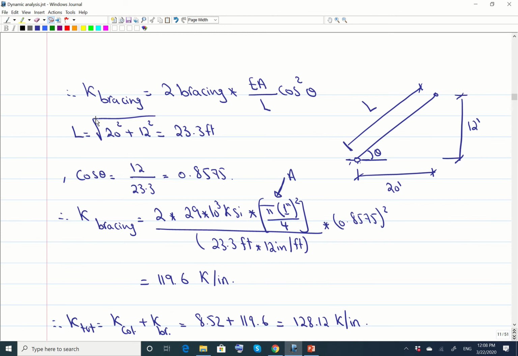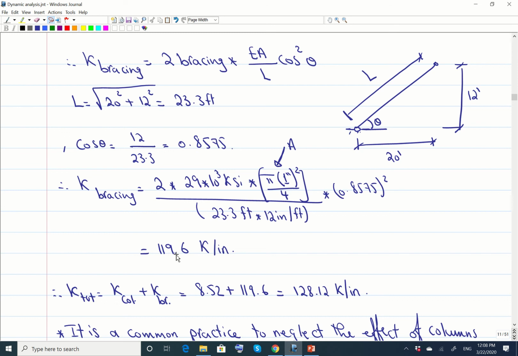Now we can find K for the bracing system. We have 2 bracings multiplied by E, which is 29 times 10 to the power 3 ksi, and A, the area of the bracing. We have a rod with a diameter of 1 inch. The area is pi d squared divided by 4. So pi multiplied by the diameter of the bracing, 1 inch, squared, divided by 4. That's the area of the bracing, multiplied by cosine square theta, divided by L, which is 23.3 feet, multiplied by 12 inches per foot. So the K for the bracing is 119.6 kips per inch.